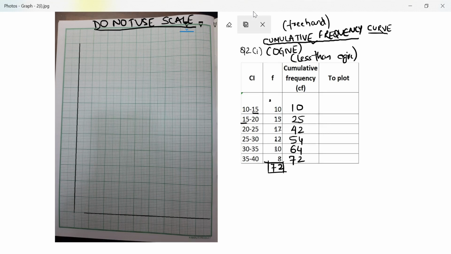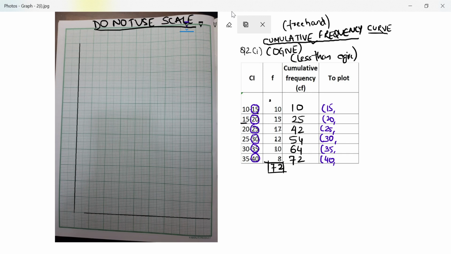Now let's look at what we need to plot. So we need to plot the upper limit of each class interval. If you remember your frequency polygon that we've done, in a frequency polygon we plot the class mark. In a cumulative frequency curve we plot the upper limit, right? So let's do it. So what will I plot? I'll plot 15, 20, 25, 30, 35 and 40.